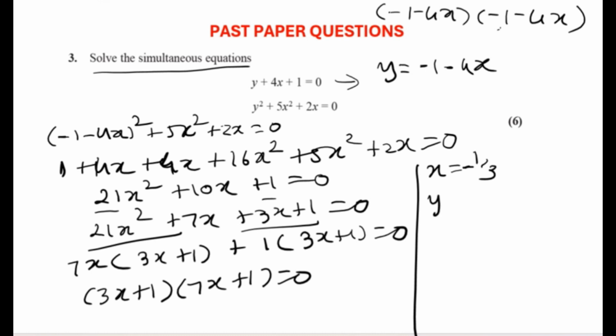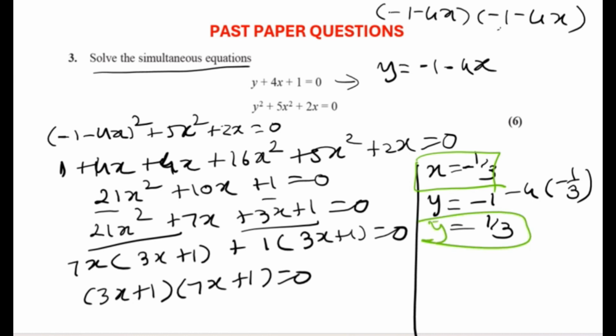And if you put the value of y, minus 1 minus 4 into minus 1 over 3, you can use a calculator because so many minus signs are there. It will give 1 over 3. So we will get two solutions here: x is minus 1 over 3, y is 1 over 3.